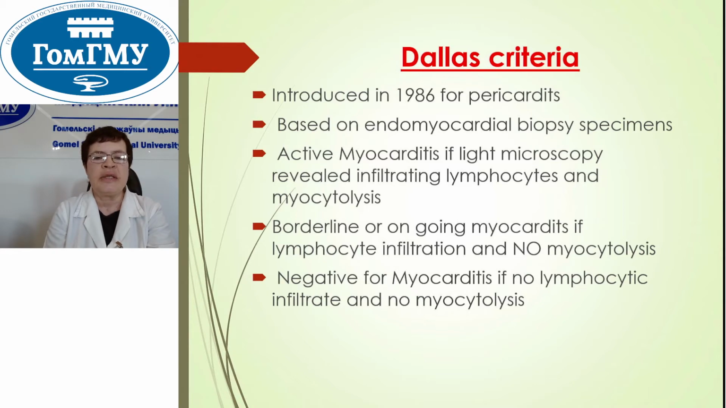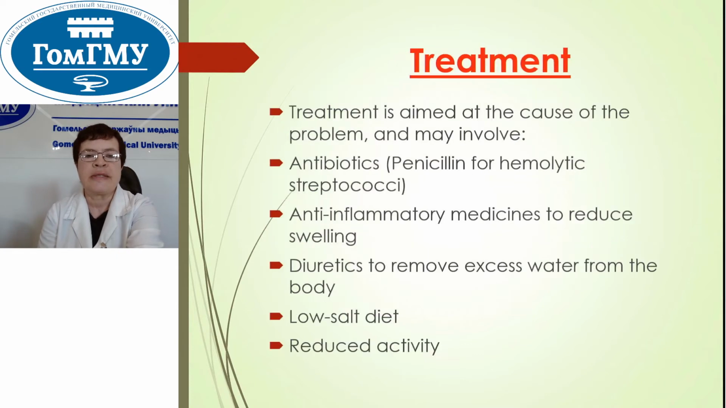Active myocarditis if light microscopy reveals infiltrating lymphocytes and myocytolysis. Borderline myocarditis or ongoing myocarditis if there is lymphocyte infiltration and no myocytolysis. And negative for myocarditis if there is no lymphocytic infiltrate and no myocytolysis.